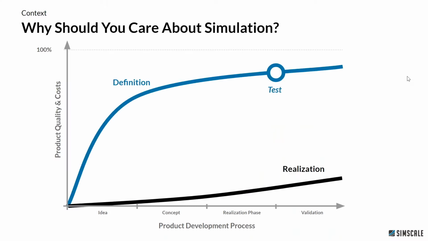So why should you care about simulation in the first place? What this graph shows you is that the more we move forward in the product development process, so in the first step we have the ideation phase, the concept phase, then the realization phase and the validation phase, the more defined our product becomes, but the harder it gets to actually make changes on the product, because they will get way more expensive over time. So what we have to do is use IT solutions in the early design phase, and this is what SimScale enables you to do. So you use SimScale in the early design stages or even in the ideation phase to test different designs. And I'll show you in a few seconds what this actually means.